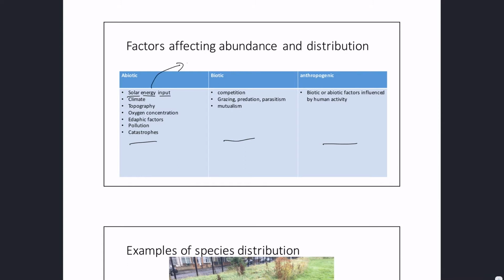Solar energy probably affects photosynthesis, and how much photosynthesis can happen. How much photosynthesis can happen then affects how much energy is moving through the ecosystem, and the more the energy, the greater the abundance is likely to be. And in terms of distribution, wherever there's more solar energy input, that's where the abundance is going to be higher. So remember, abundance is all about how much. Distribution is when you start talking about different places, different locations in which there's higher or lower abundance.